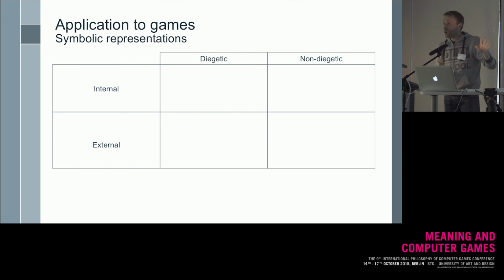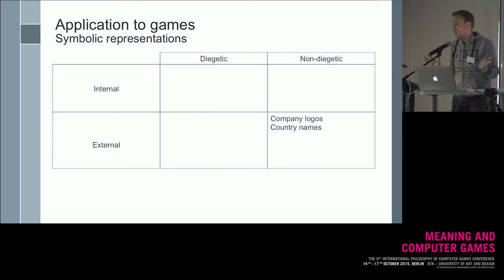So let's start with symbolic representations. They can, again, be diegetic and internal, non-diegetic and internal, and so on. You will see. So first of all, non-diegetic external symbolic representations are, for example, company logos or country names. Now, these are basically non-diegetic because they appear inside of the game.